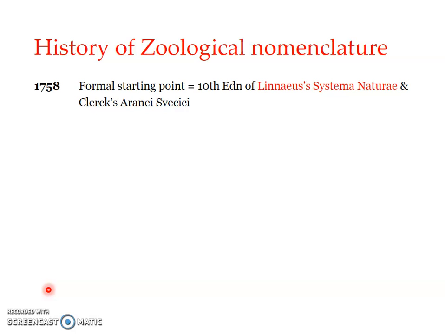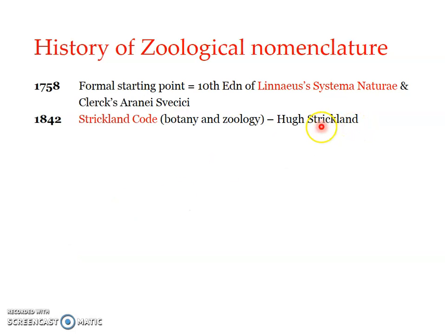In this particular edition, Linnaeus adopted binomial names for species of animals. Later, the most important attempt to regulate zoological nomenclature was made by Hugh Strickland, and the rules proposed by Strickland and his colleagues developed into what has later been called the British Association Code, or the Stricklandian Code, or the Strickland Code.